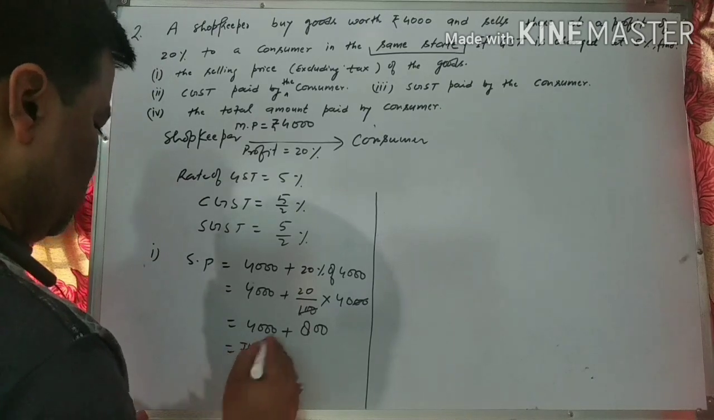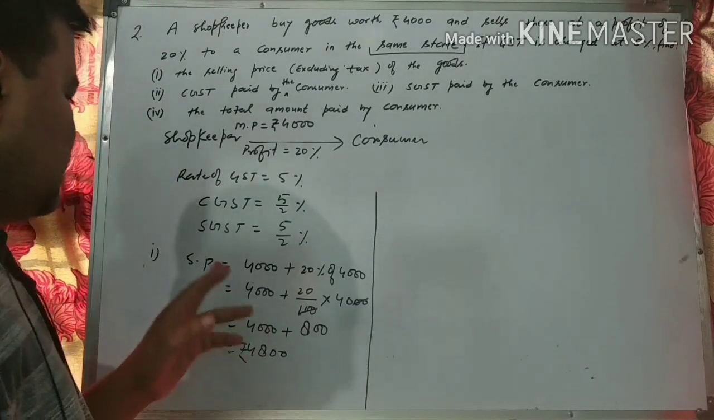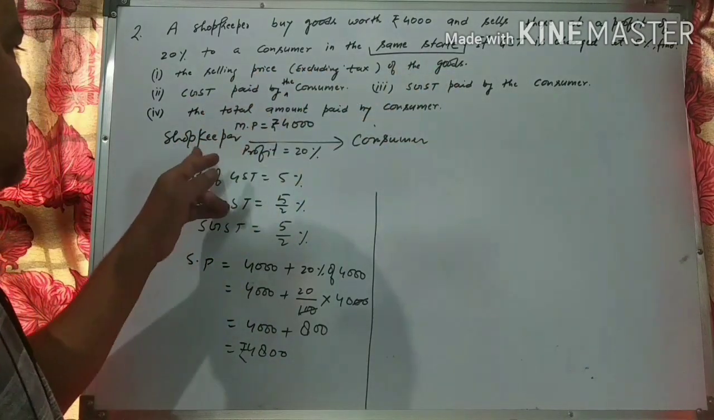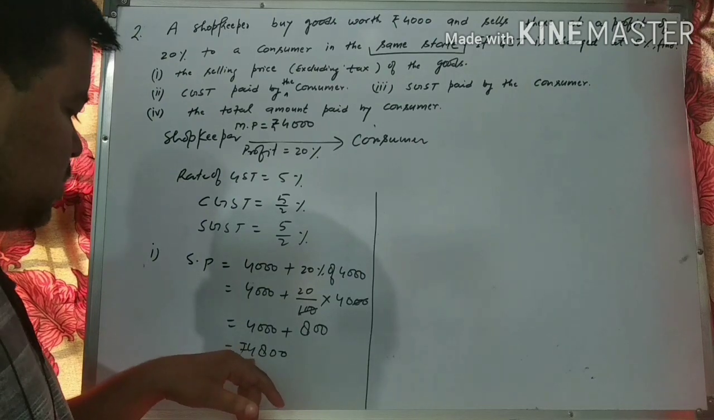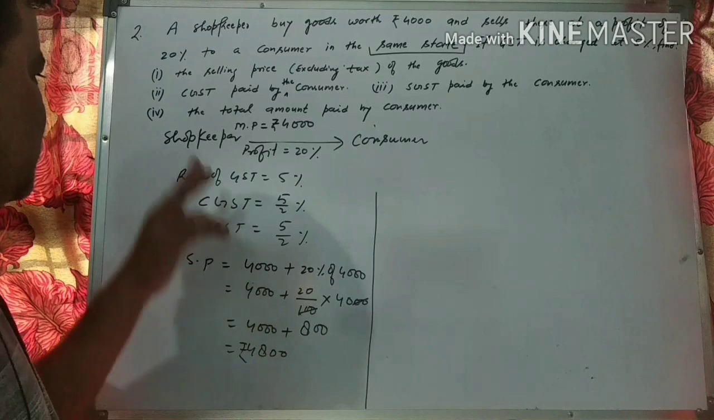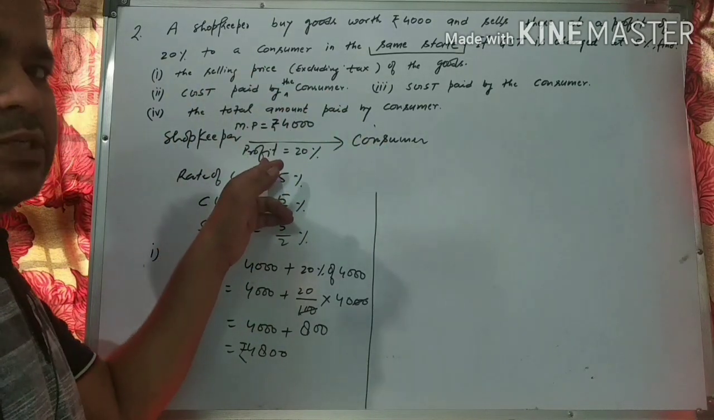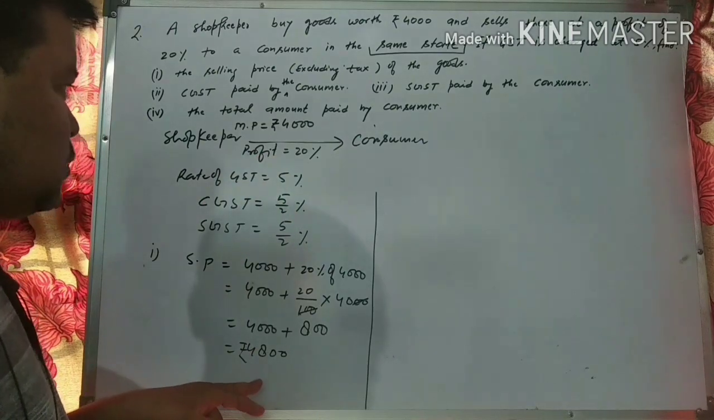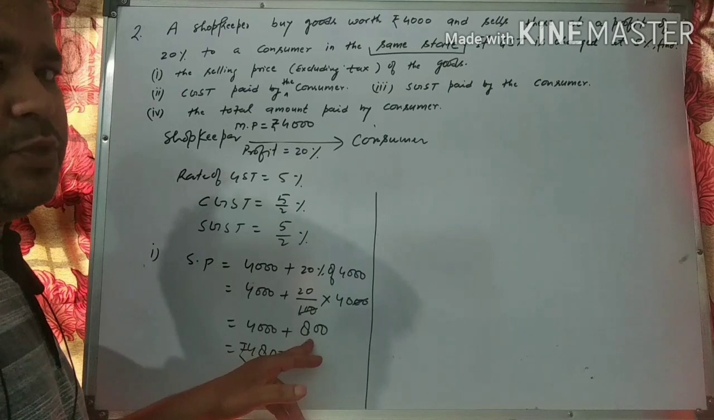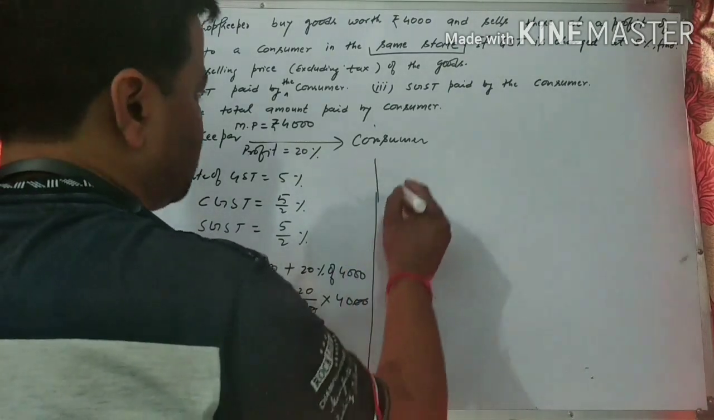Okay, 4,800. Yes, this is the selling price of the goods. It means 4,800 will be the cost price for the consumer, but the selling price for the shopkeeper, including the profit. It means the amount of profit is how much? The amount of profit will be 800. Getting it? Now let us see the second part of the question.